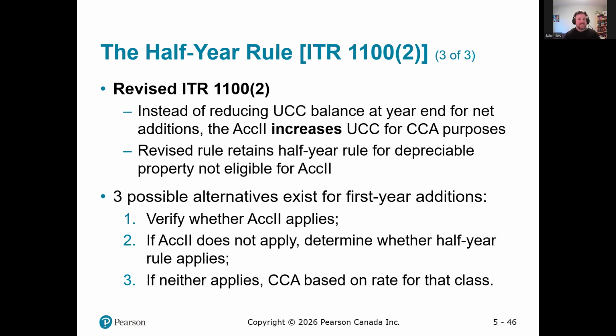I understand. In this course, you need to understand that the half-year rule exists, but for the calculations we do, most of them do not modify the CCA calculation, so you can just take the class rate. Just take the 30% or the 20% and don't worry too much about modifying the rate.